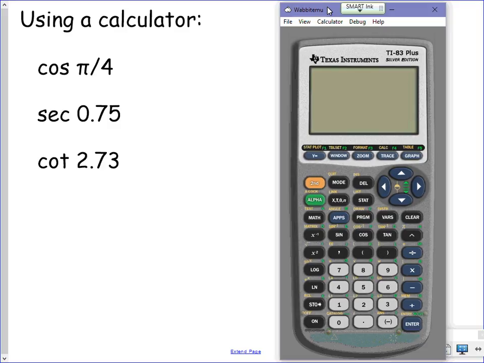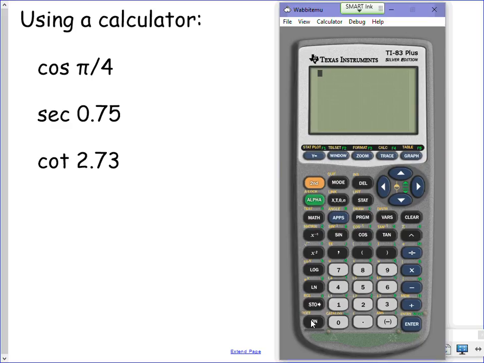When I look at those three problems, this kind of goes back to that question that Carrie asked me on the homework about, would I take off for not labeling radians? But notice when you look at those, and I'm asking you to do cosine of pi over 4, secant of 0.75, cotangent of 2.73, we're going to assume those are all in what unit? Radians, because it doesn't say degrees. So if you're doing one of the trig functions in a calculator and you are using radians, you need to change the mode of your calculator.